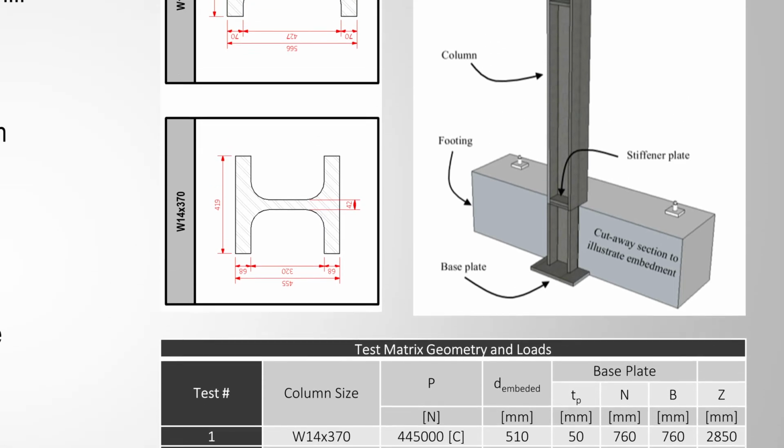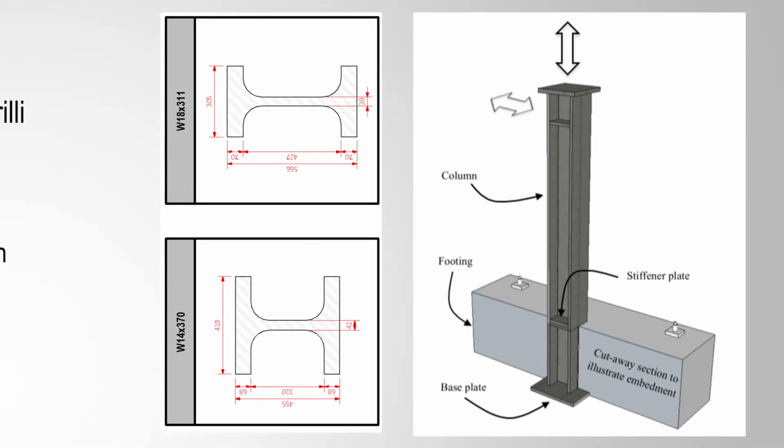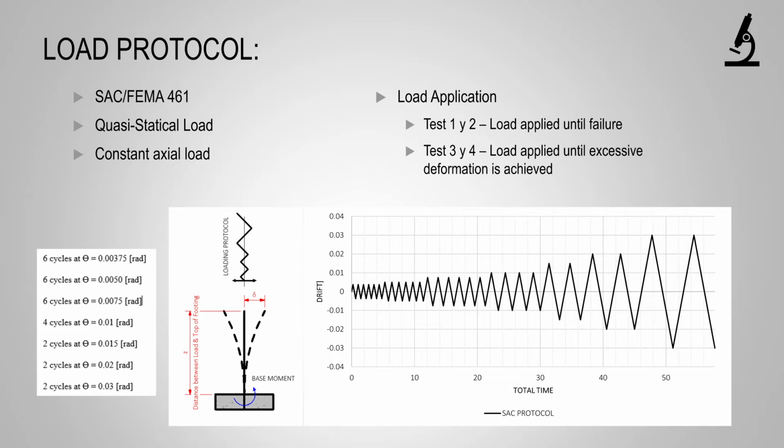The width of the columns varies from 300 mm to 420 mm. The axial load ranges from 0 to 450 kilonewtons, and the embedded length varies from 500 millimeters to 750 millimeters. Load was applied cyclically, based on the SAC loading protocol. The load was applied in a quasi-static manner, and axial load was held constant during the test. Also, axial load was applied in such a way that there weren't second-order effects in the connections.